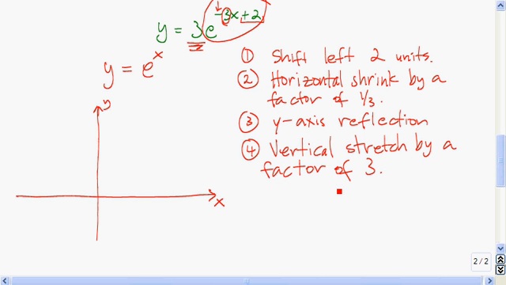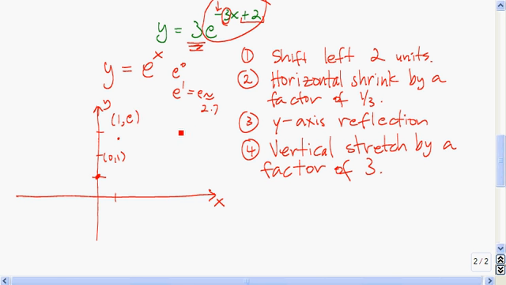So let's start by plotting 3 points on the graph of the parent function. When x is equal to 0, I get e to the 0, and that's just 1. So here I have the point (0, 1). When x is 1, I get e to the 1, which is just e, and that's around, I'll just use 2.7 for this purpose. So the point (1, e), where e is around 2.7.